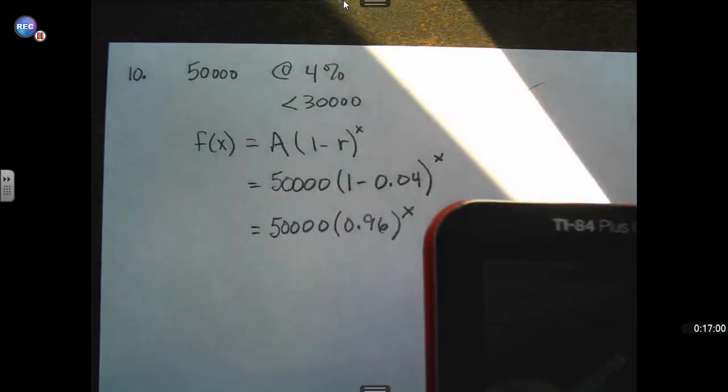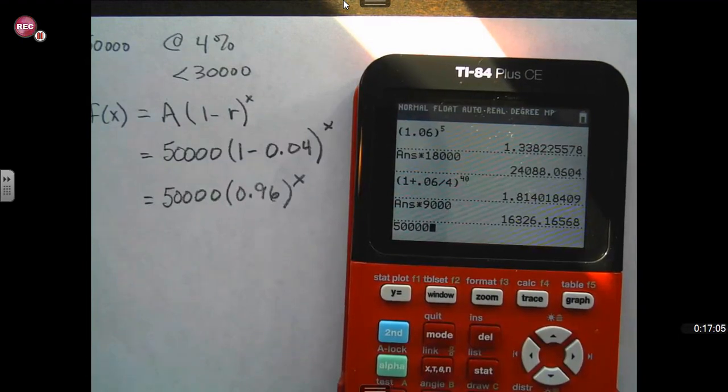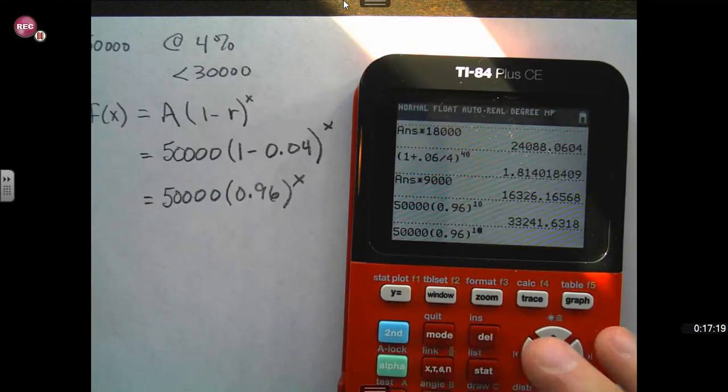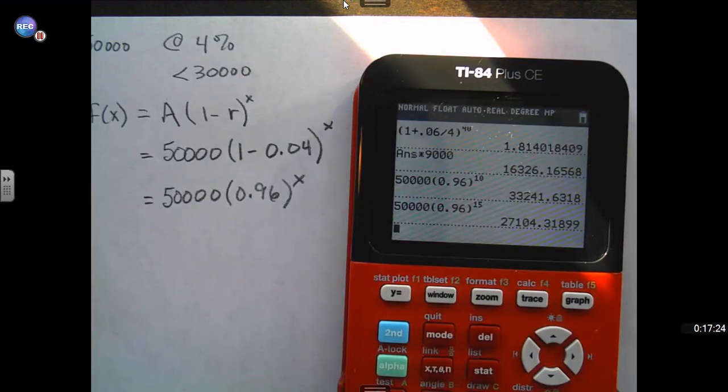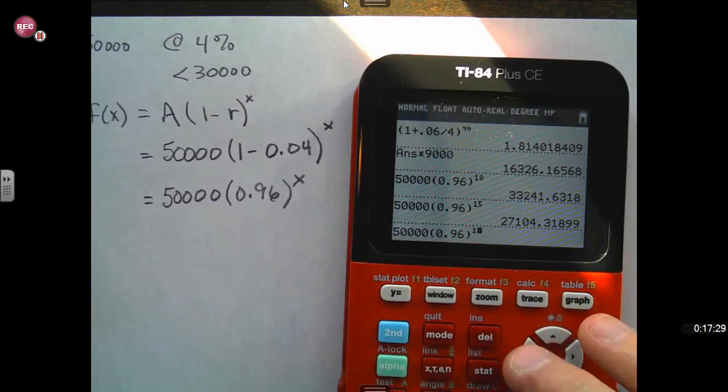I'm going to put into my calculator 50,000, then parenthesis 0.96, and I'm going to raise it to the 10th power, and I get 33,000. And so I need to go more. I'll raise it to the 15th power, and I get 27,000. So obviously too much. Maybe try the 12th.